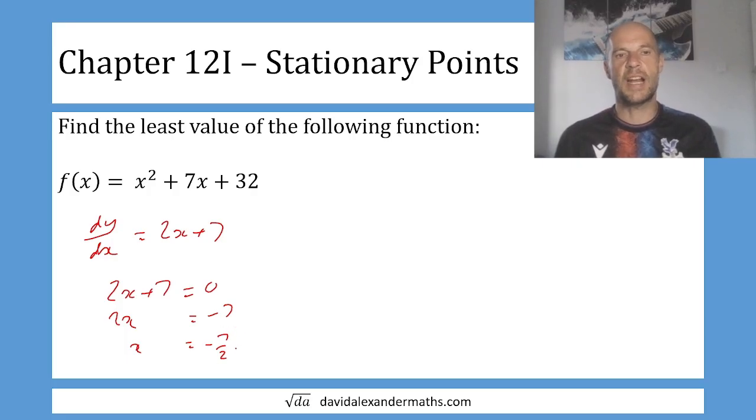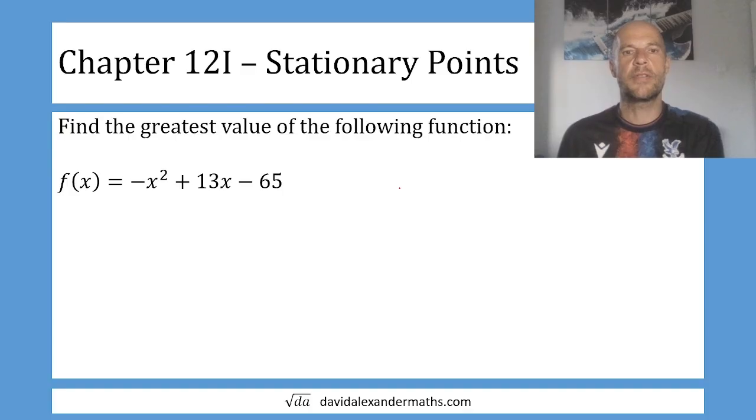So what is the least value of the function? Well, that's when we input minus 7 over 2 into it. So grab your calculator: minus 7 over 2, squared, plus 7 times the answer, plus 32. So y equals 79 over 4. So that is the least value. That is the turning point of this quadratic equation.